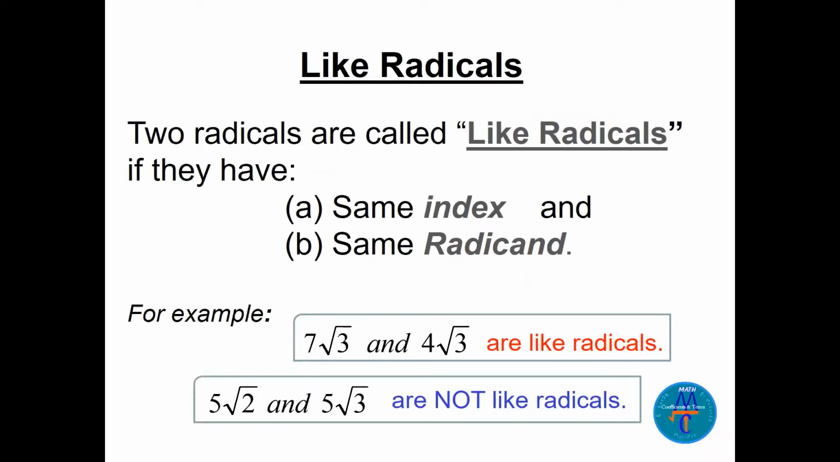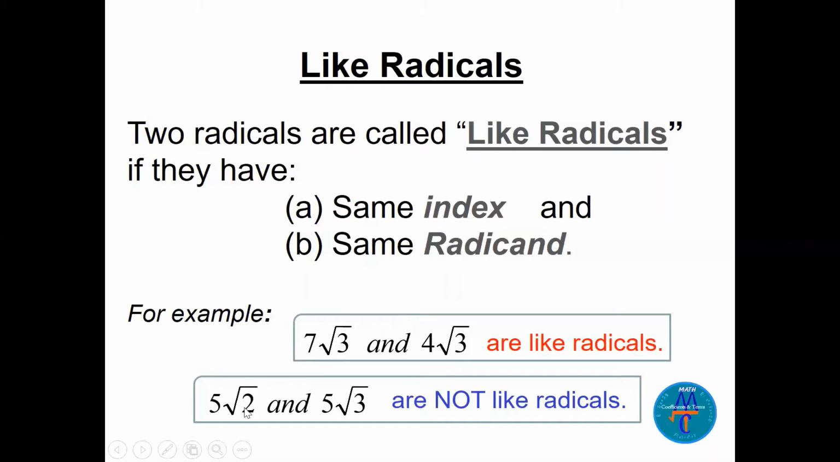Okay, like radicals. When do we say like radicals? Like means the same index, same radicand. That's the definition. See here, 7 square root of 3, 4 square root of 3. You see that? Same index, 2, 2. Same radicand, 3, 3. Then we call them like. Like and similar. That means we can add them, we can subtract them.